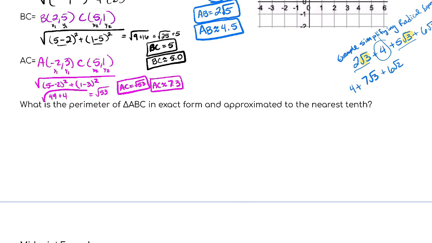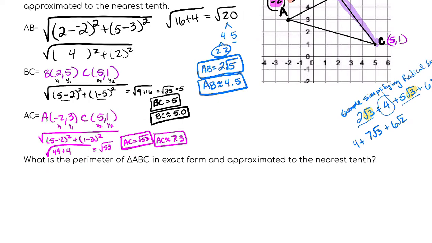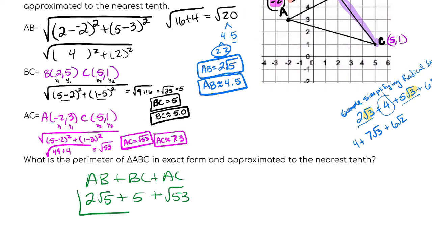Now we're going to simplify the actual triangle's perimeter. So the perimeter of a triangle is found by adding the segments AB plus BC plus AC. And so the length of AB was 2 root 5, the length of BC is 5, and the length of AC is the square root of 53. None of these are able to simplify. So essentially, this is the answer in exact form. Nothing can be combined. It looks like a math equation, but that's just what happens.